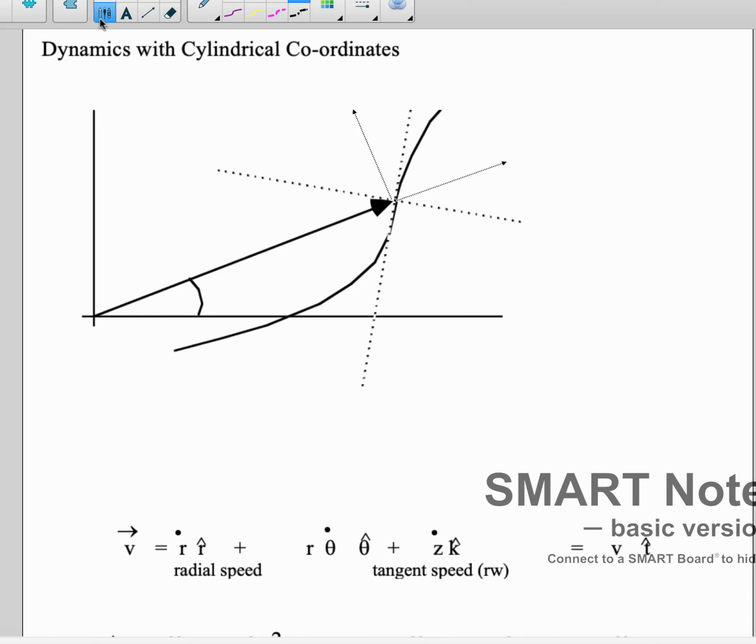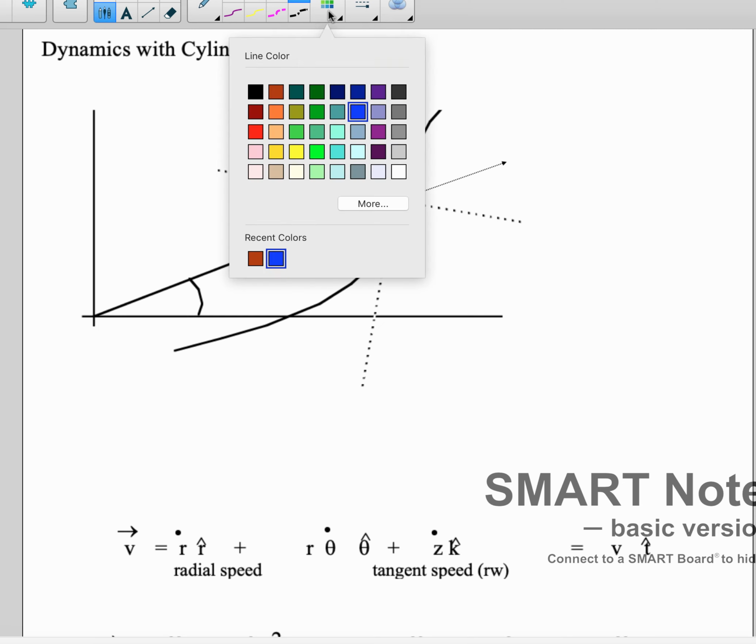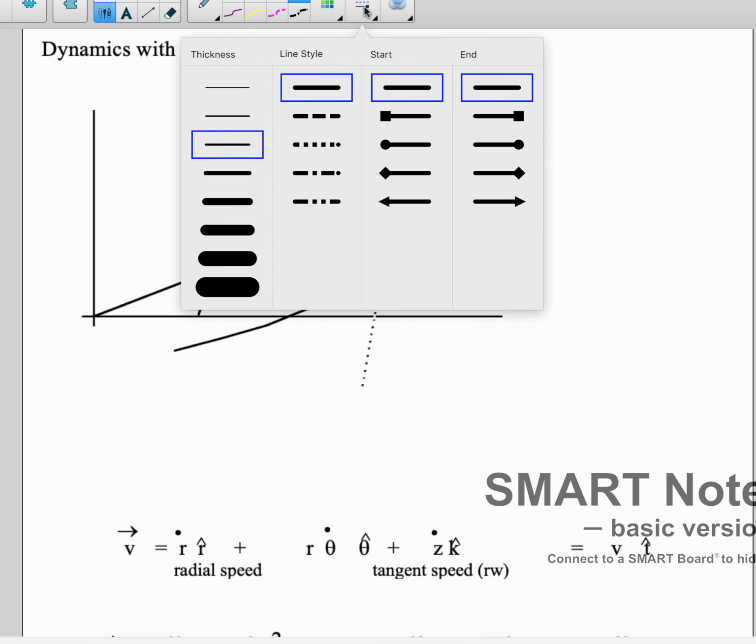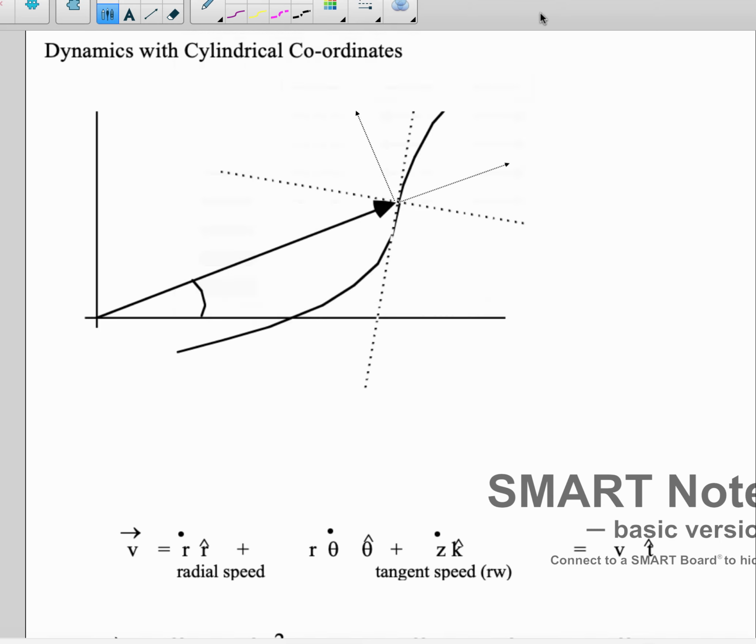All right, our topic now is dynamics in cylindrical coordinates. Now, the cylindrical coordinate system is the r hat, theta hat, k hat coordinate system. We'll usually be in the plane and not worry so much about the k hat direction. Just a reminder of the definitions.